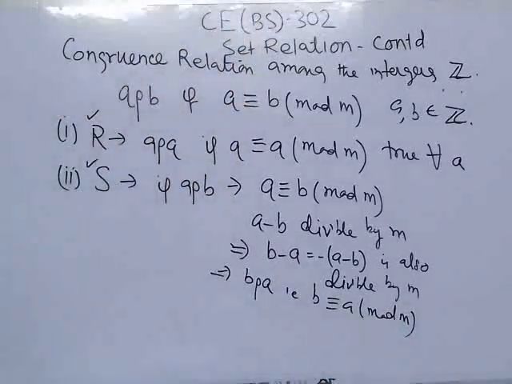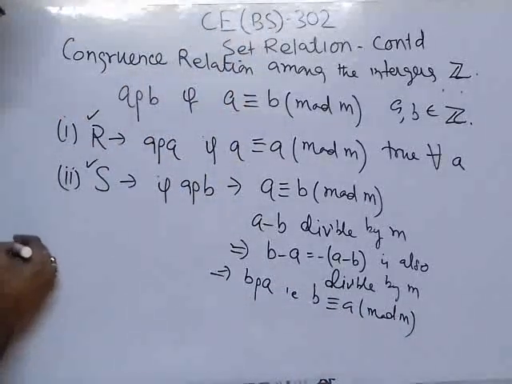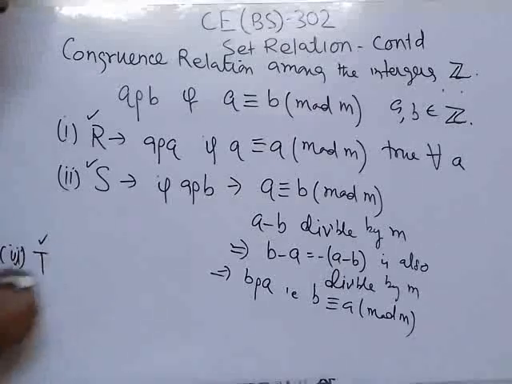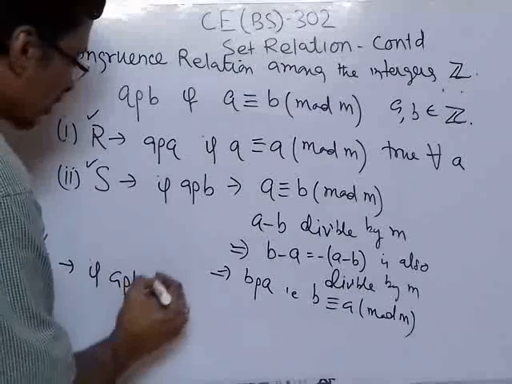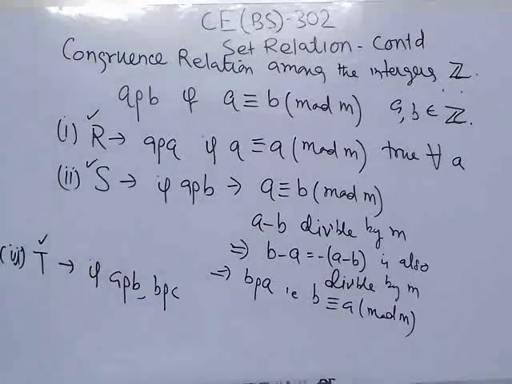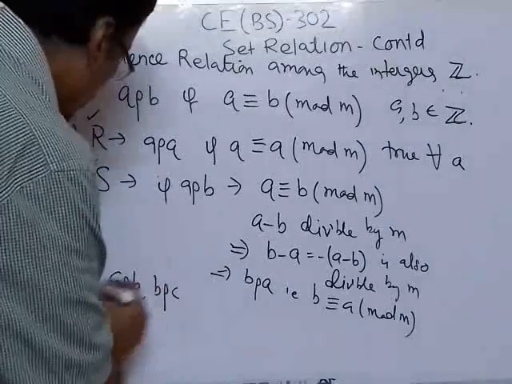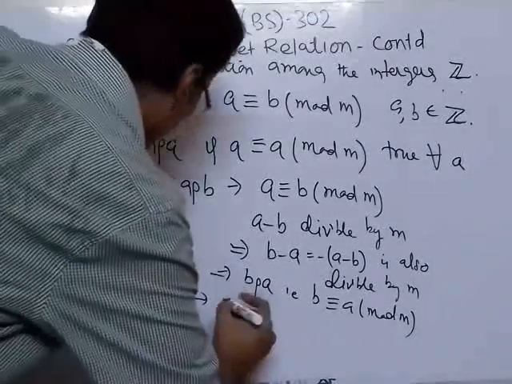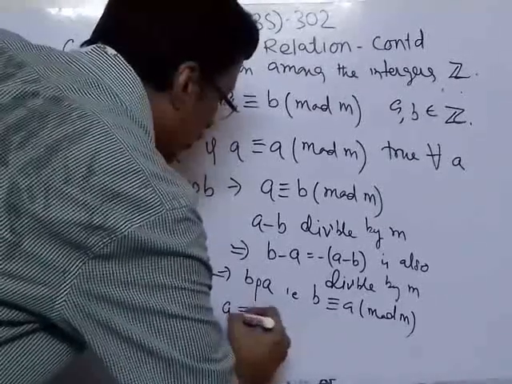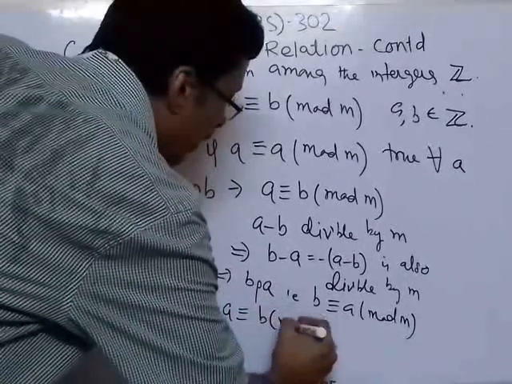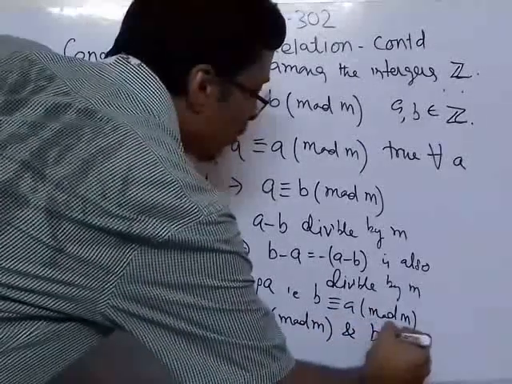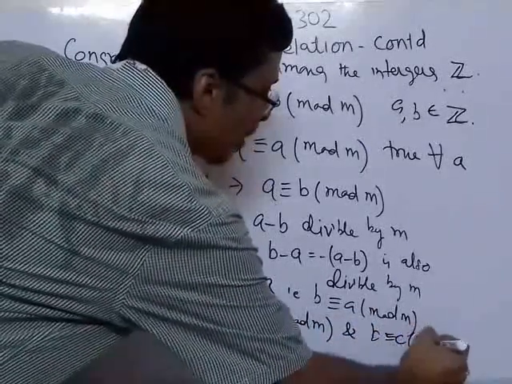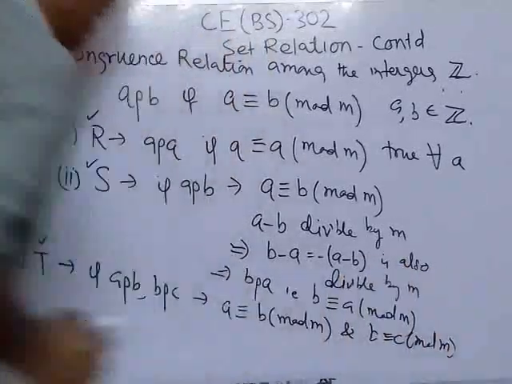And finally we show the transitive property. This means if A rho B holds and B rho C holds, then we have to show A rho C holds. So A rho B holding gives us A is congruent to B mod M, and B is congruent to C mod M.